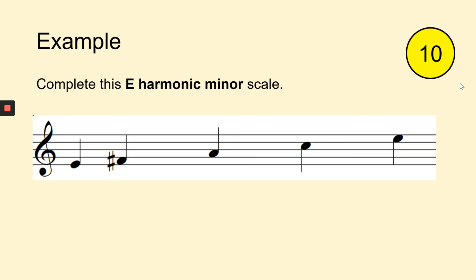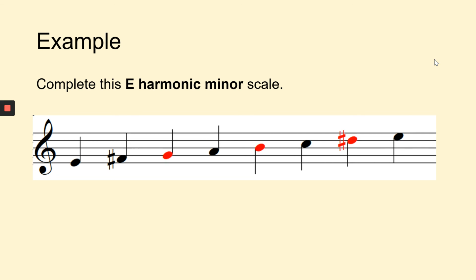So, what are the missing notes of this E harmonic minor scale? The notes are, first, the missing note is G: E, F sharp, G, A, B, C. Then we go up to the 7th note, which has been raised from D to D sharp, and then we go back to E. So it sounds like this.